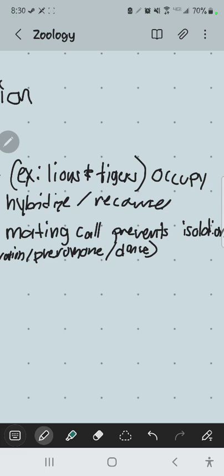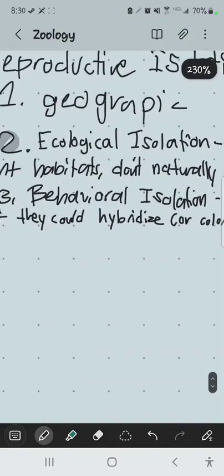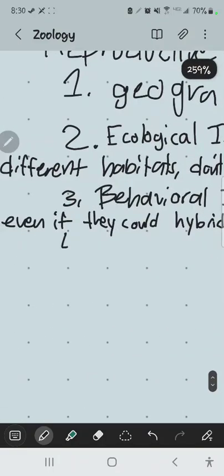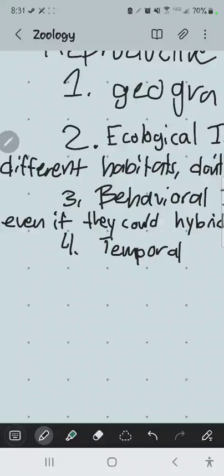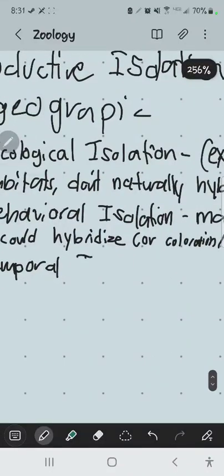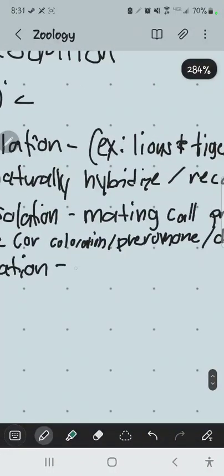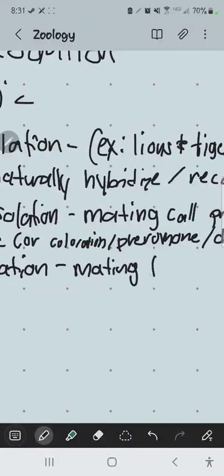Okay, and then we have temporal isolation. What temporal refers to is mating timing. Temporal isolation is where you have the timing of mating, whether it's the time of year, like fall versus spring, or whether it is even the time of day.